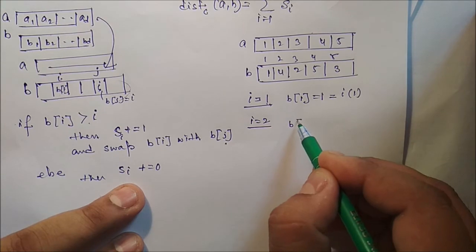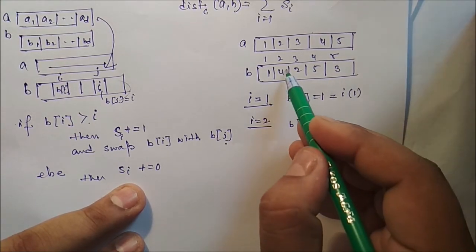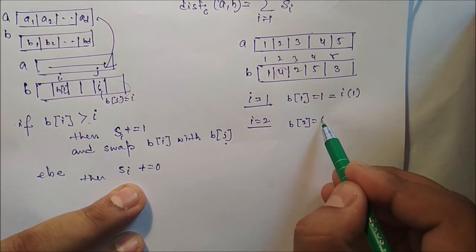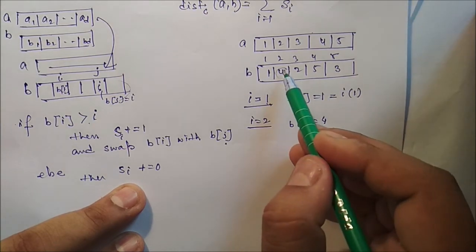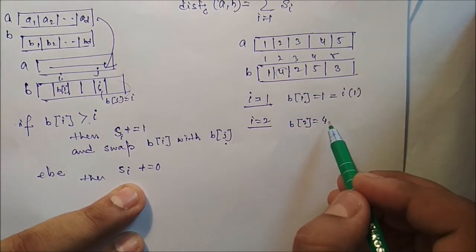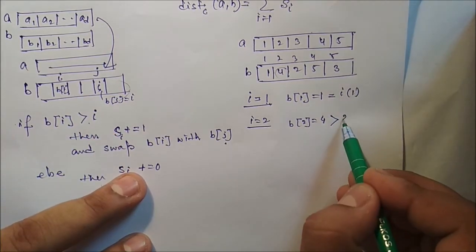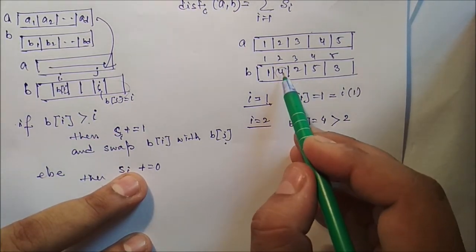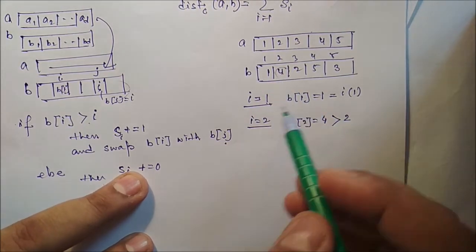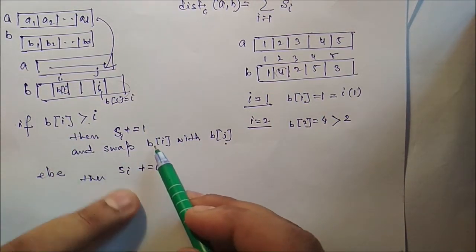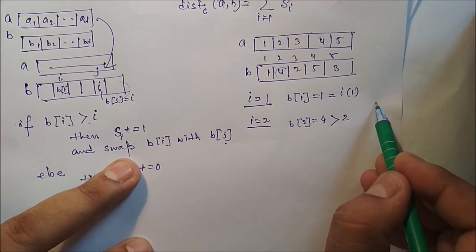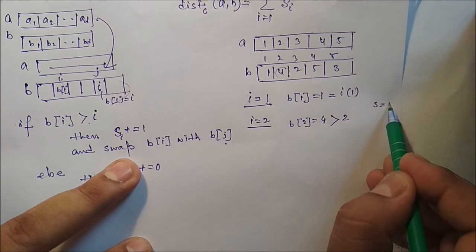Okay, if i is equal to 2, what is B2? B2 is 4. So B2 is equal to 4, which is greater than i. What is i? It is 2. So B2 is greater than i, and that means we have to perform this particular if statement. So we have to increment S. Let S be, right now, 1.